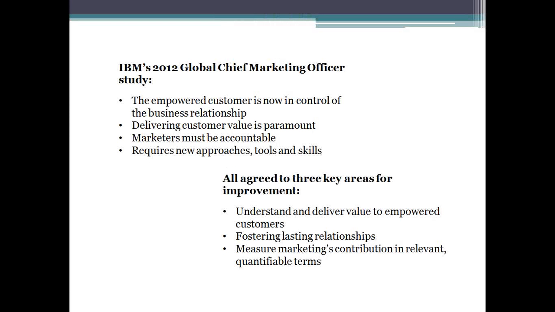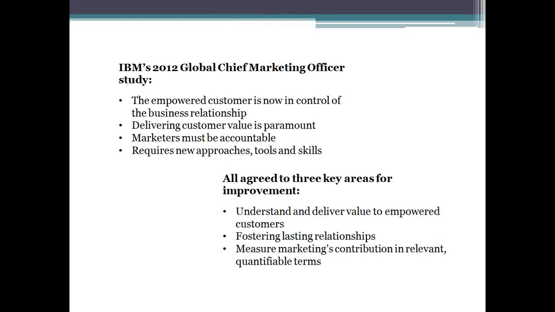One study that I always find very interesting is one IBM did a couple of years ago called the Global Chief Marketing Officer Study. They found that customers are much more empowered than they've ever been in the history of the customer business relationship. They're much more in control of the buying decision now than they've ever been. What IBM declared is that they have to declare customer value. That becomes the single most important thing.